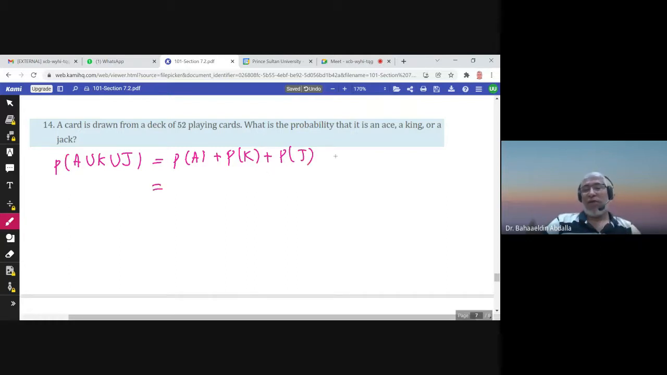What is probability of A? Ace, how many? We have 4. King, we also have 4. Jack, we also have 4. So the answer is 12 over 52.